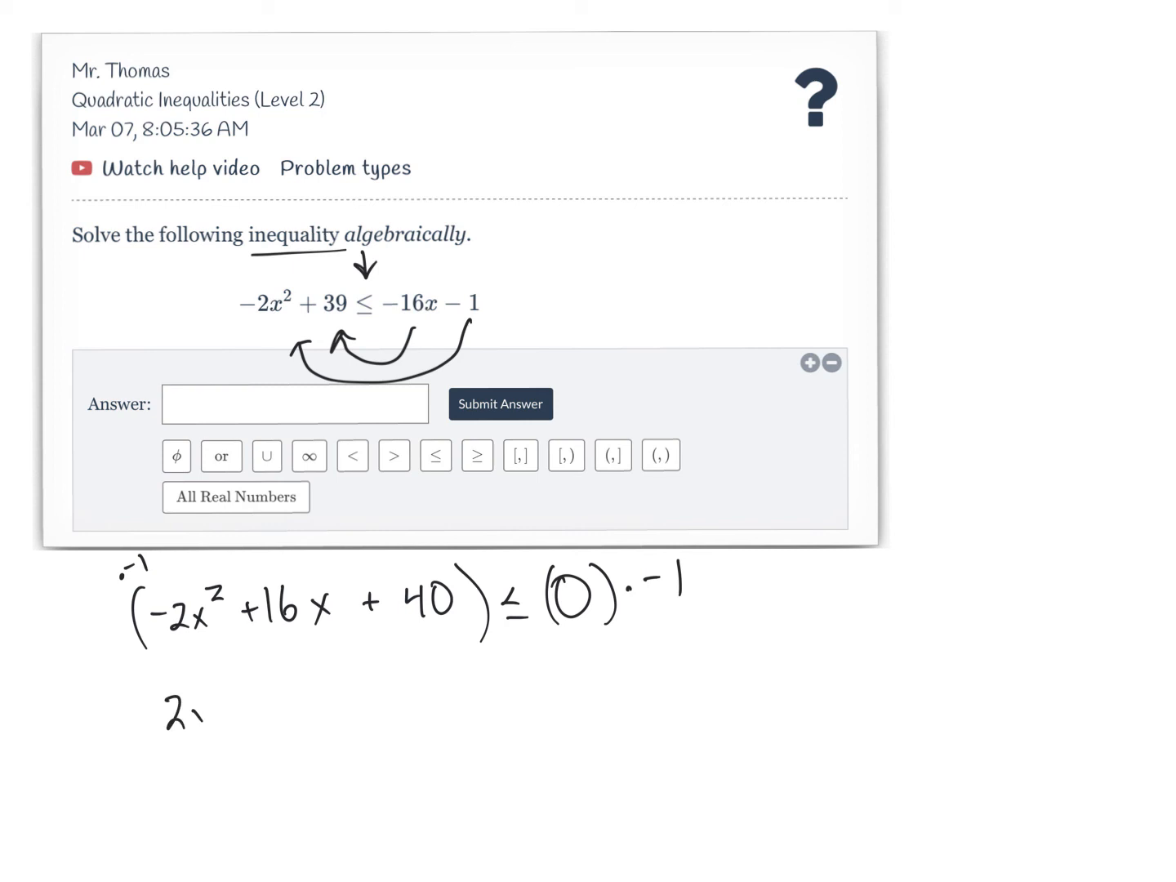So we got 2x squared minus 16x minus 40. You see, when you multiply by negative 1, everything changes to the opposite sign. On the right side, what do you get? It still stays 0. But this is something pretty important. If you multiply or divide by a negative in an inequality, the sign flips.